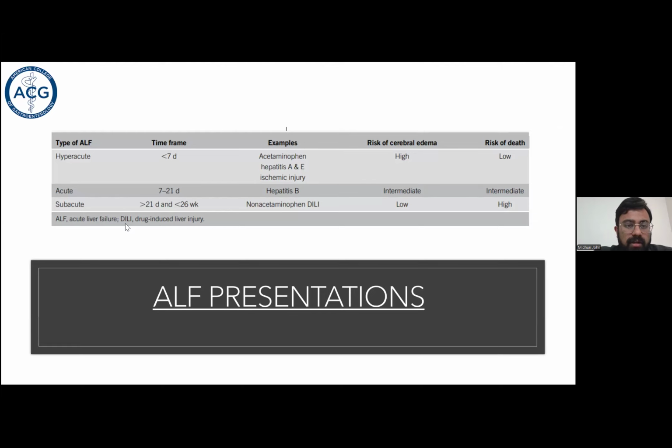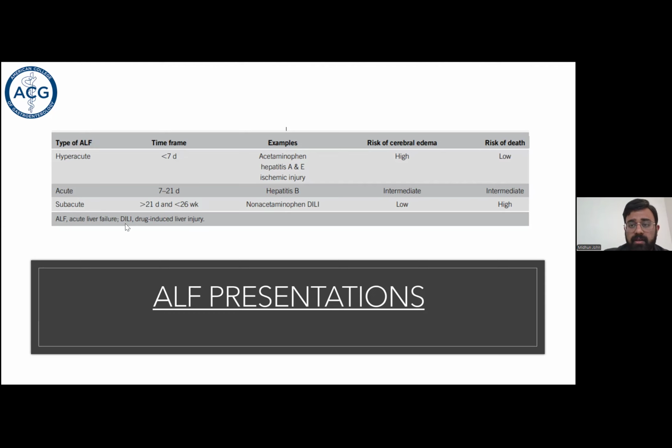And like we saw earlier on with hyperacute versus subacute, the presentation was a little bit more detailed and showed us that the risk of edema in hyperacute is higher, but the risk of death is lower. And then with the subacute, same way, the risk of edema may be low, but the risk of death was higher. We can see in this table over here, there were examples that were detailed in this particular point of the definition, where they said hyperacute is usually what you see with our paracetamols, our viral, our ischemic injury, acute being hepatitis B, and then our subacute being our non-paracetamol DILIs.